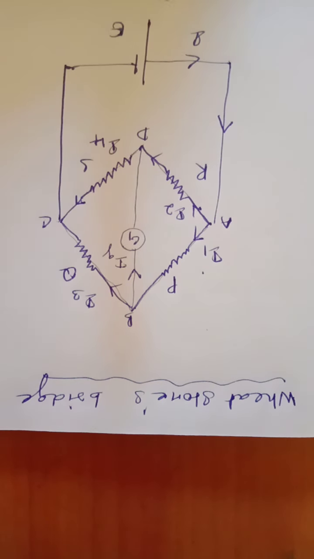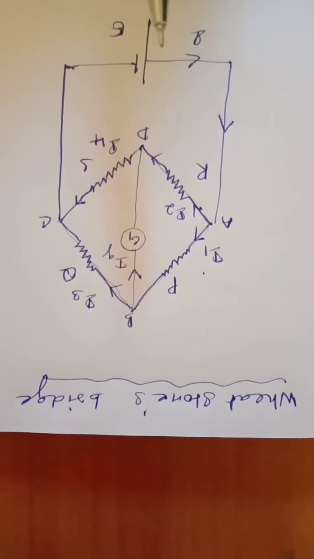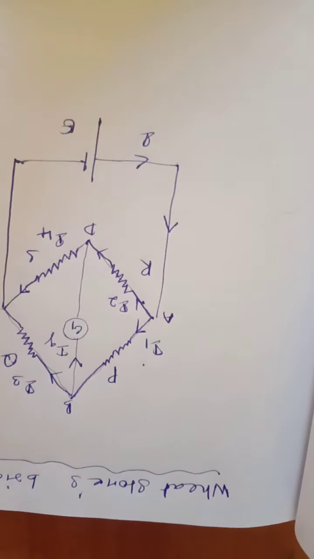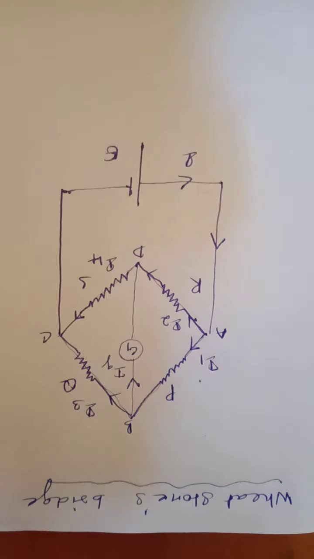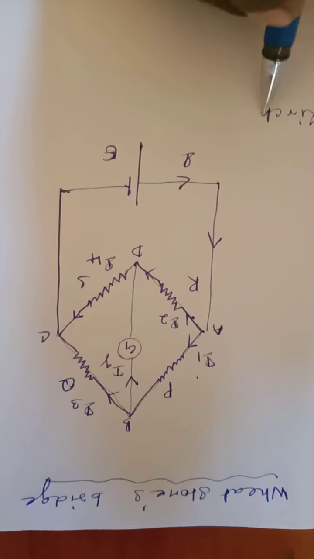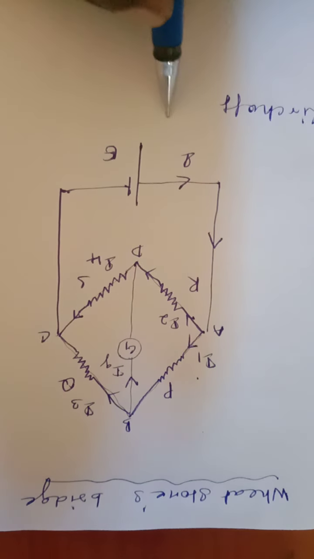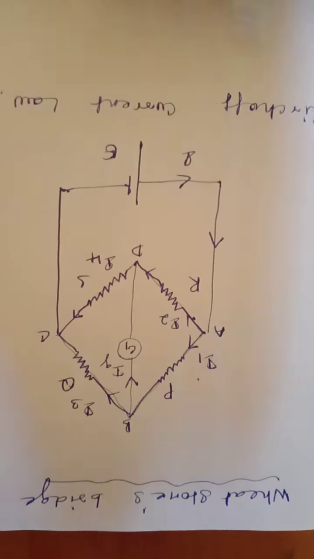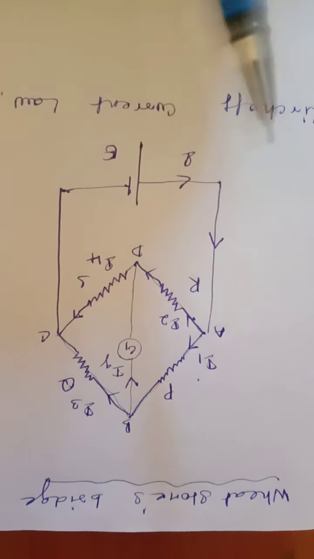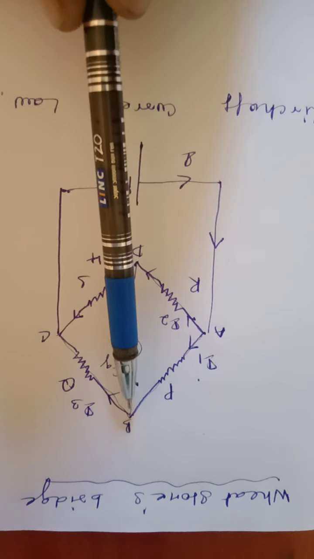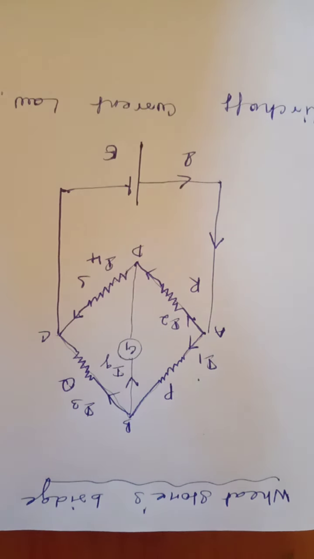Here we apply Kirchhoff's laws. We already know Kirchhoff's first law and then Kirchhoff's second law. Kirchhoff's first law is called Kirchhoff's current law. The algebraic sum of the currents meeting at any one junction in the circuit is 0.